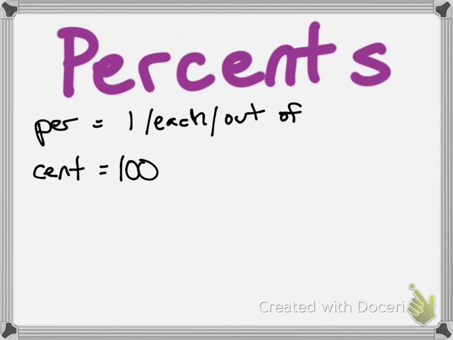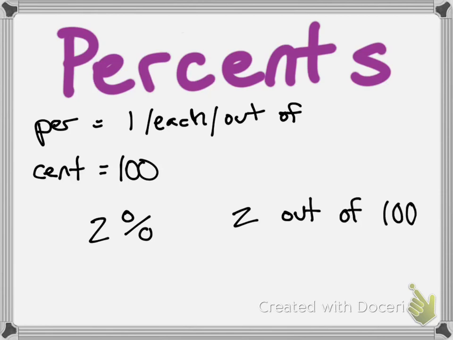So when you see that word cent, C-E-N-T, think of 100. So percent means out of 100. If I had 2%, what that means is it is 2 out of 100. And that can also be written as 2/100, because it's 2 parts out of that 100, right? The part is 2, and the whole is that 100.